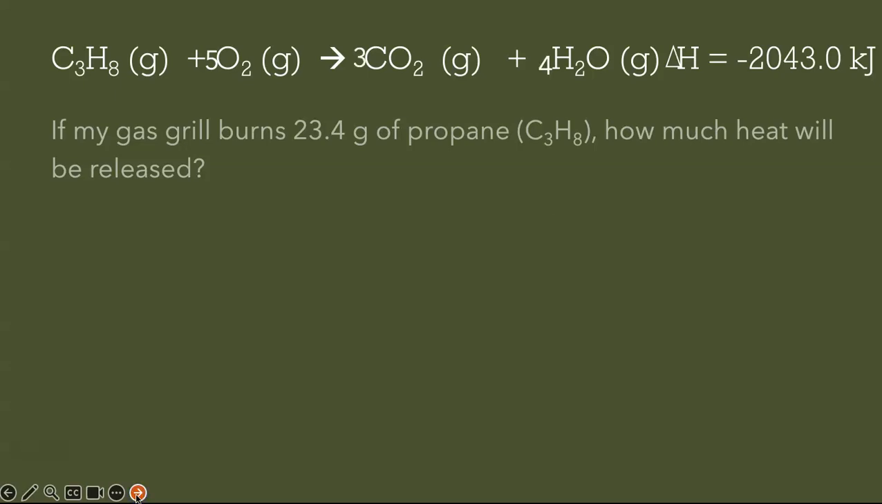So how much heat would be released? Obviously, this is an exothermic reaction. We can see that delta H up there, negative with that negative sign, so heat is going to be produced. So see if you can go ahead and figure out how much heat would be released.